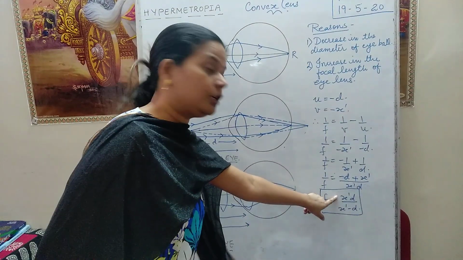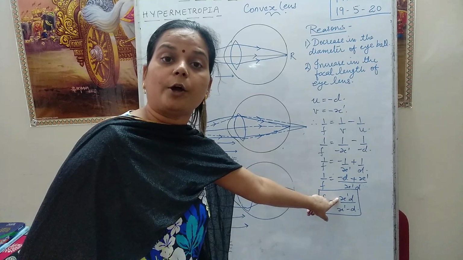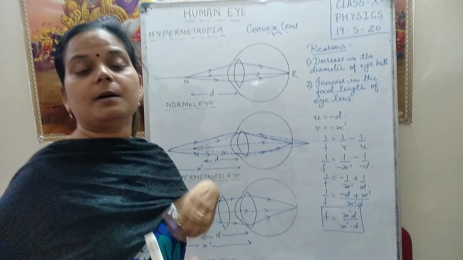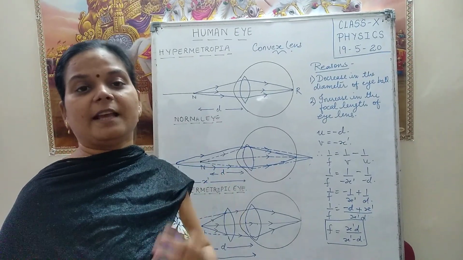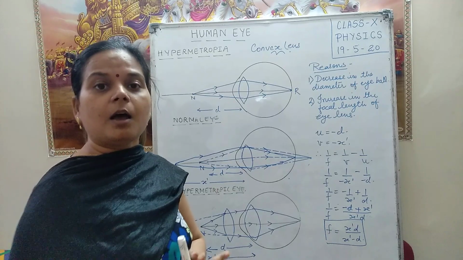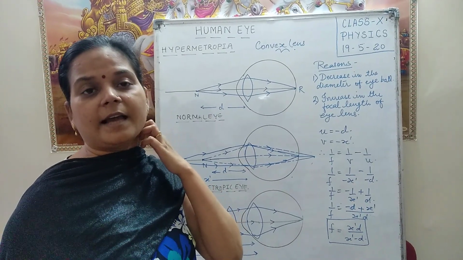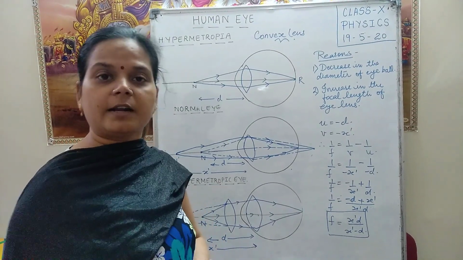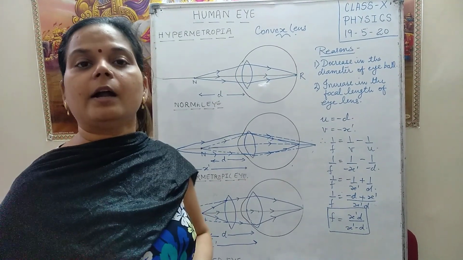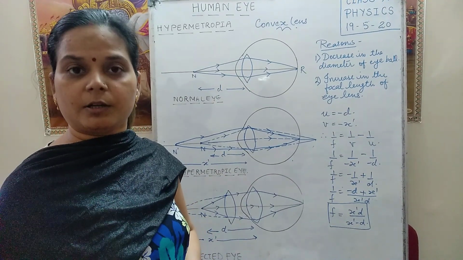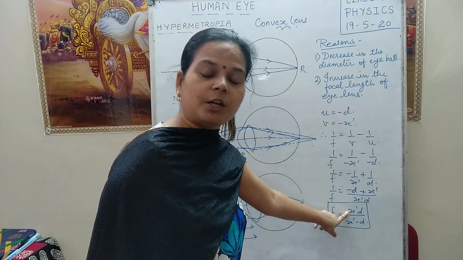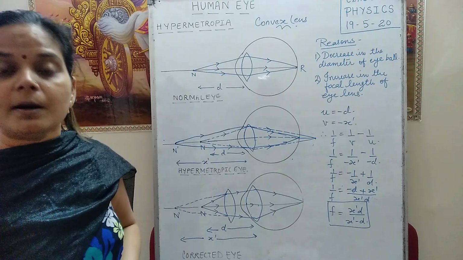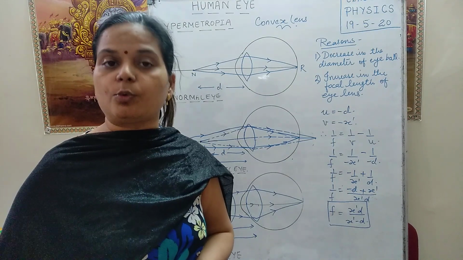So what is X dash here? X dash is the near point of the hypermetropic person. Suppose a normal person can see an object placed at a distance of 25 centimeters, but suppose there is a problem in his eyes, and he is not able to see the object placed at 30 centimeters. So the near point of that hypermetropic person is 30 centimeters. So X dash is the near point of the hypermetropic person, and what is D? D is the near point of a normal person, which is equal to 25 centimeters.